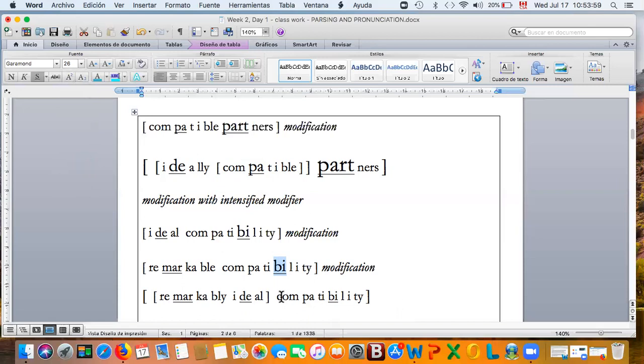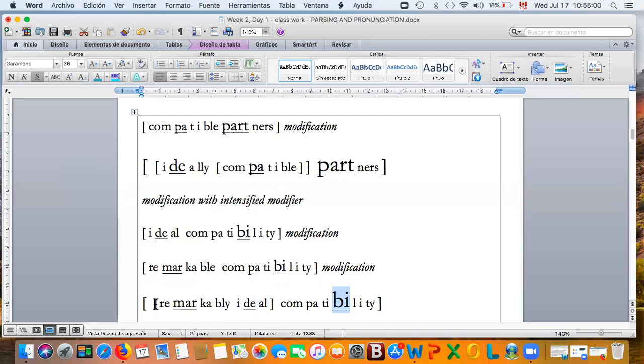Now, what if we do this? Suppose we modify compatibility with a complex modifier. The modifier is complex because it's intensified. The modifier is actually ideal, but the modifier itself is intensified. So the modifier is modified. Well, we can do what we did here. We had a choice, remember? We could make this one middle, this one lower, and this one high. We could do it like that. Remarkably ideal compatibility. Repeat after me. Remarkably ideal compatibility.